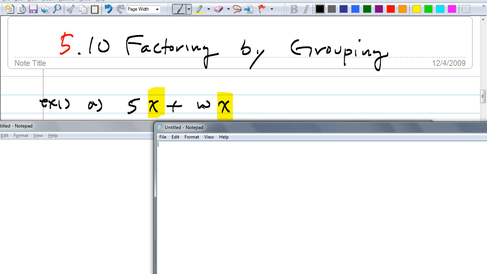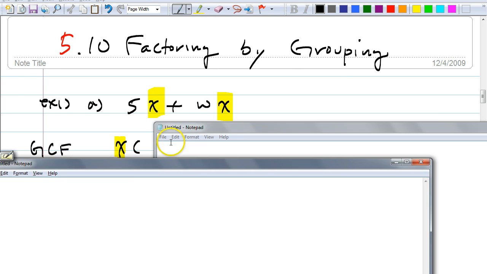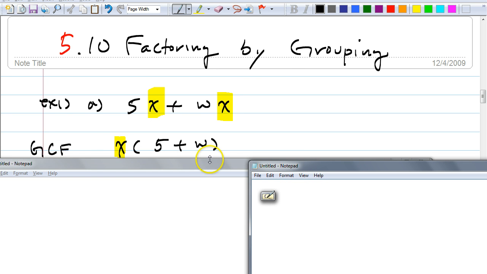You get x times 5 plus w. Isn't that right? You see what I mean? You can factor it out. It's kind of like the distributive property backwards. Remember that? Remember GCF? Okay, good. Now let me make it more interesting.